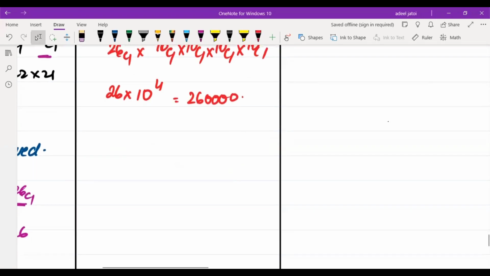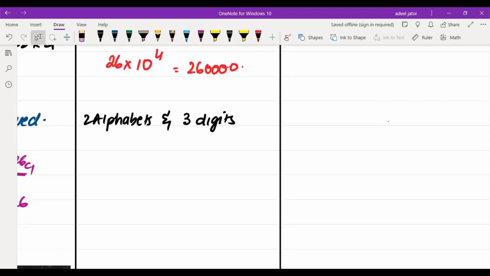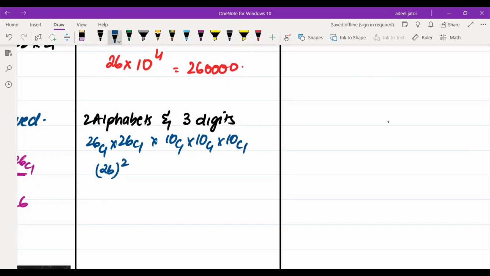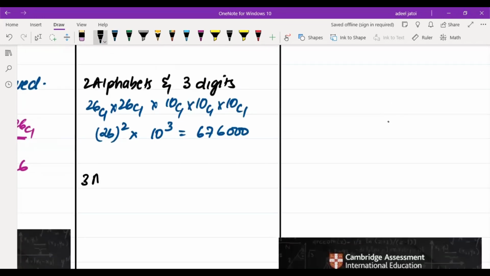Similarly, if we say that we have two alphabets and three digits, obviously the code will have repetition again. So this is 26C1 into 26C1 into 10C1 into 10C1 into 10C1, because the repetitions are allowed. So this should be 26 to the power 2 into 10 to the power 3. So the answer would be 676,000.